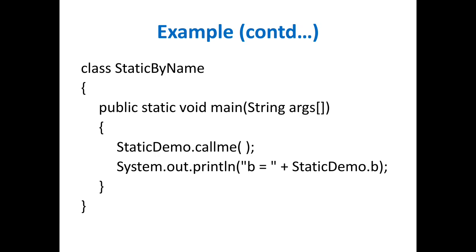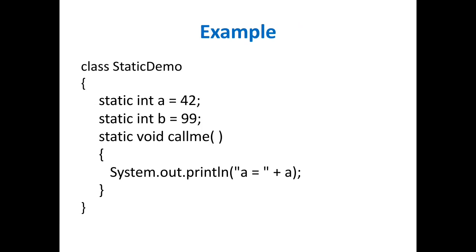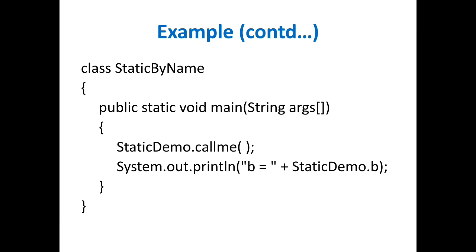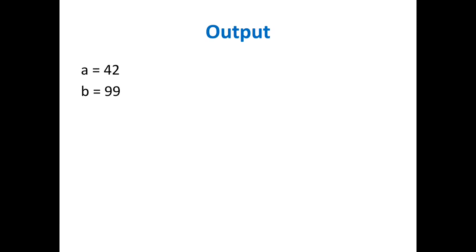Then we have to print b value, b equal to static demo dot b. So static demo dot b variable. So we are going to call both the static method and static variable. This is the output. A value is 42 and B value is 99.